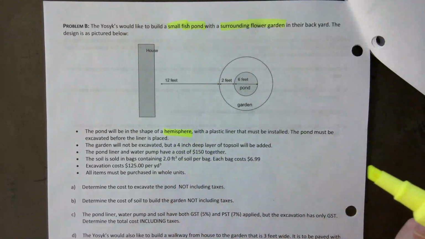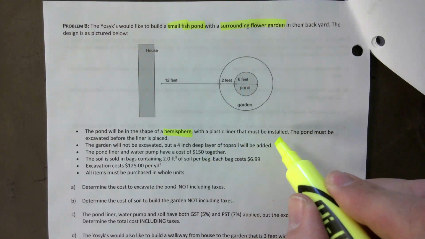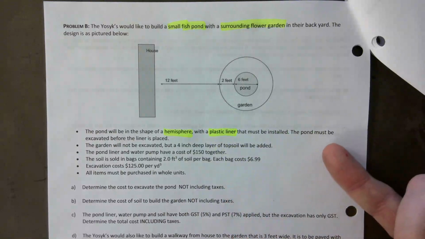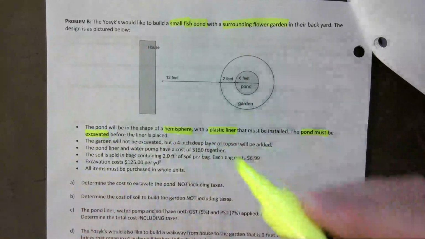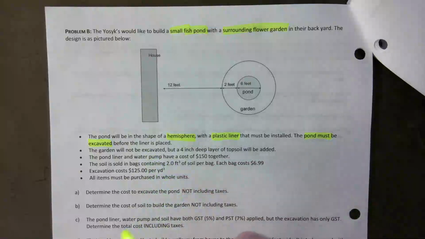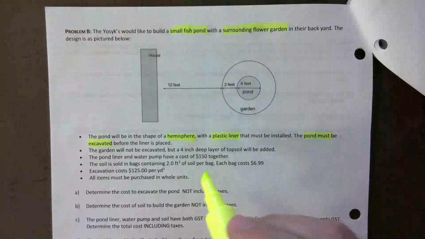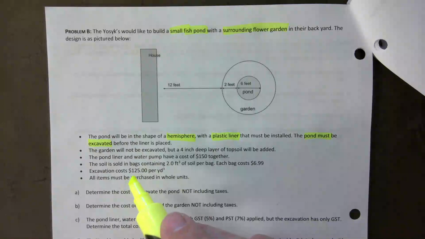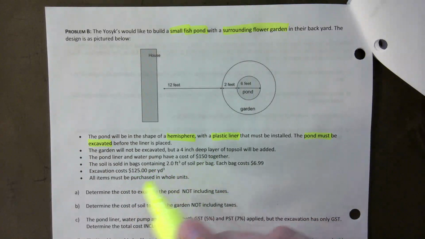You've got your hemisphere with a plastic liner that must be installed. Okay, plastic liner is probably important. The pond must be excavated, right? So the pond must be excavated before the liner is placed. The garden will not be excavated, but there's a 4-inch deep layer of topsoil. The pond liner and water pump have a cost of $150 altogether.